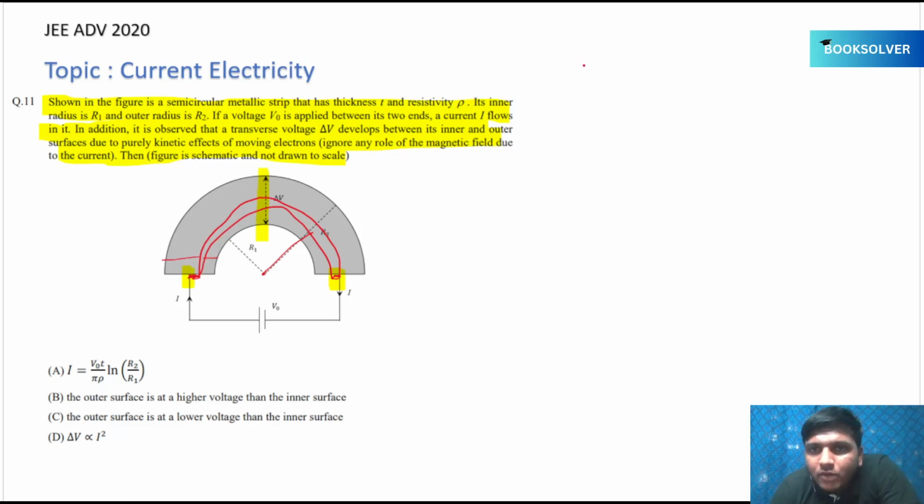For a parallel combination, what is the R equivalent? We can write 1 by R equivalent is equal to sigma 1 by R. Let me write for one component. What can the resistance be? Resistance is nothing but rho L by A. Rho is the same for all.